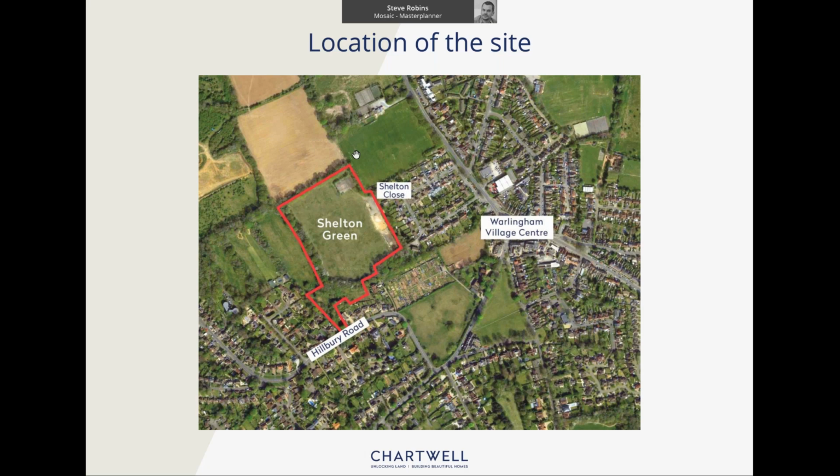Potential access points include Shelton Close on the eastern boundary and Hilby Road on the southern boundary. The site benefits from a public right-of-way to the north that runs along the edge of the site. This gives access to the countryside and offers an alternative, if somewhat leisurely, route to the Upper Warlingham station through the countryside. The site is also a short walk from Warlingham Village Centre to the east.